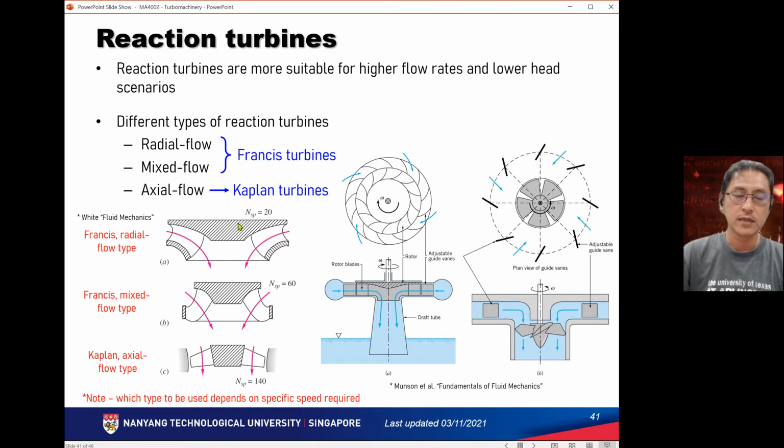Now, the axial flow type reaction turbines are typically known as Kaplan turbines as well. So over here, you can take a closer look at the schematics to have a good understanding of what some of these reaction turbines actually look like.